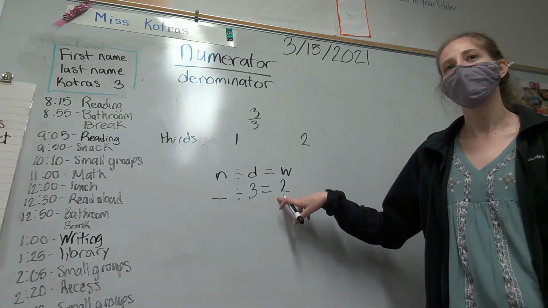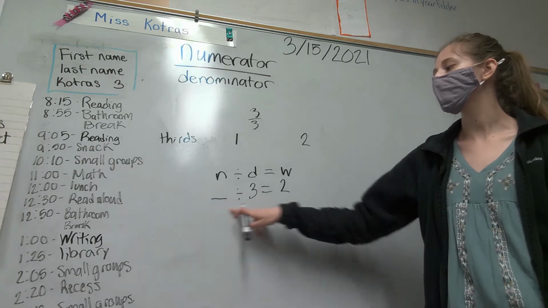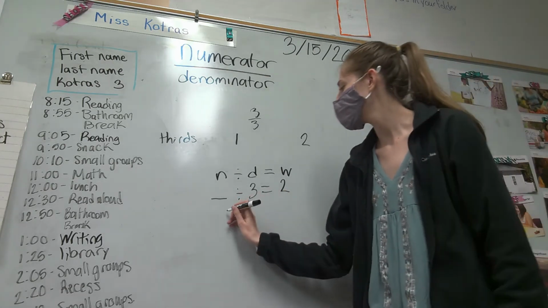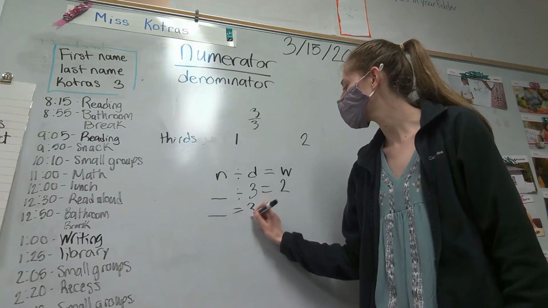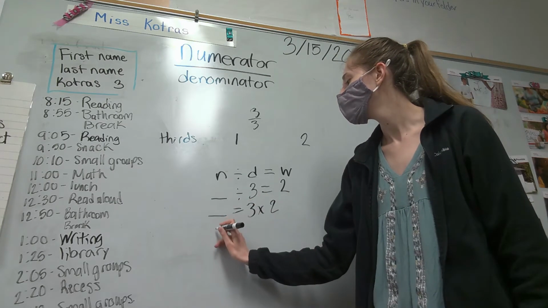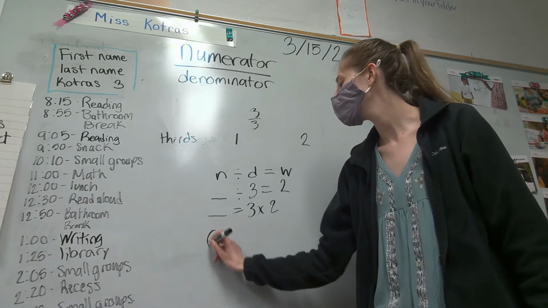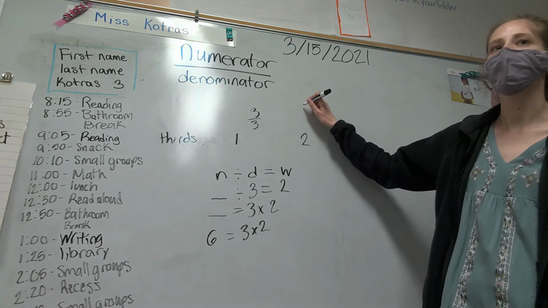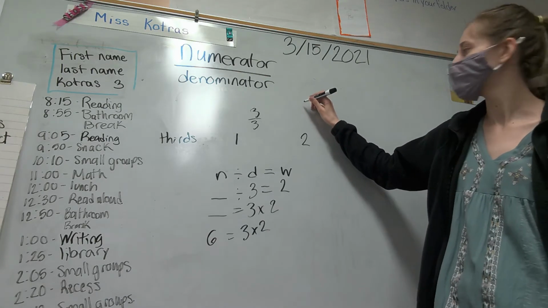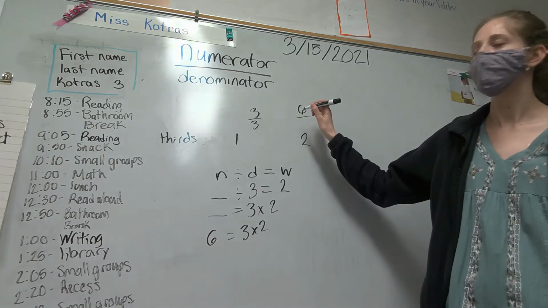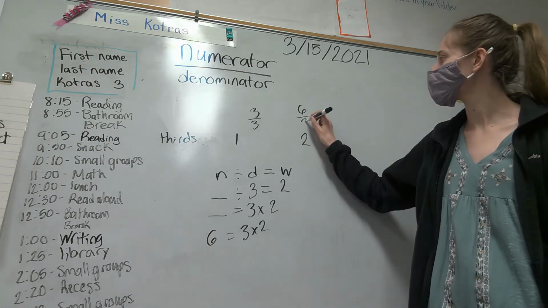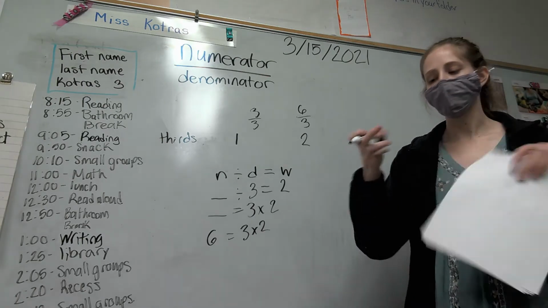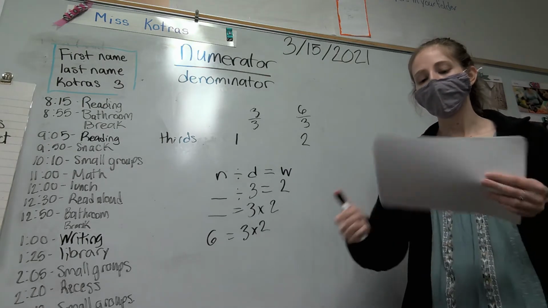Ricky? What equation am I going to rewrite? Chimeria? 3 times 2. Yeah, something equals 3 times 2, which equals what, Ricky? 6 equals 3 times 2. So my numerator is? Maurice? 6. 6 over 3 is my fraction for 2 wholes.